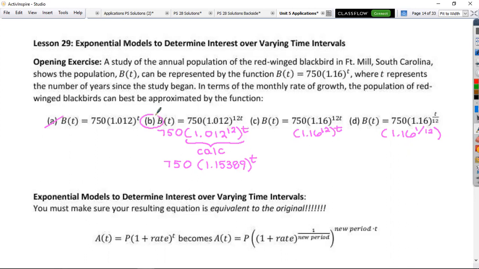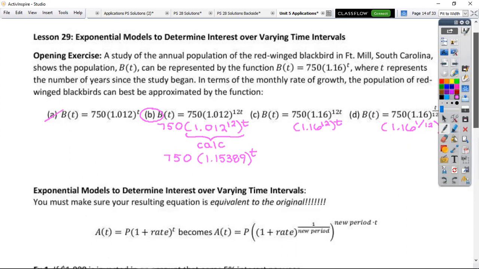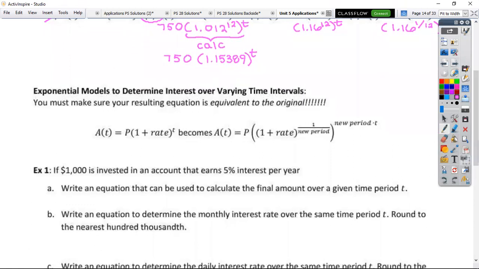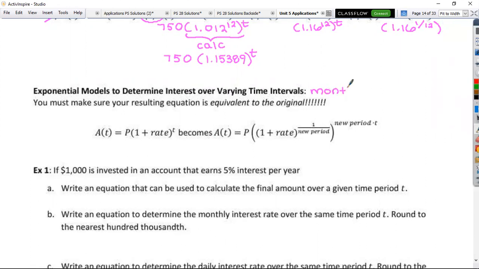Okay. So that's what you're going to work with today. You're going to rewrite using equivalent rates over varying time intervals. The most common time intervals that we see are monthly. And monthly is obviously going to use a 12. You can see daily. And we don't care about leap years, okay? So 365. Those are your two most frequently used time intervals, okay?